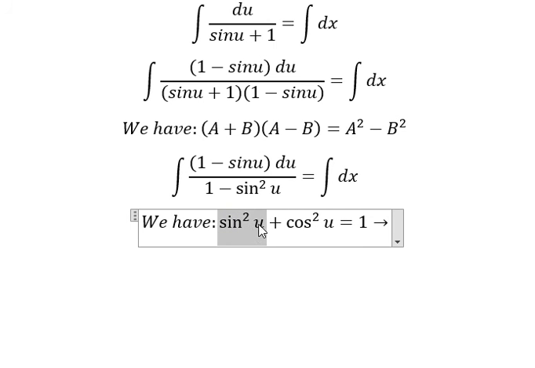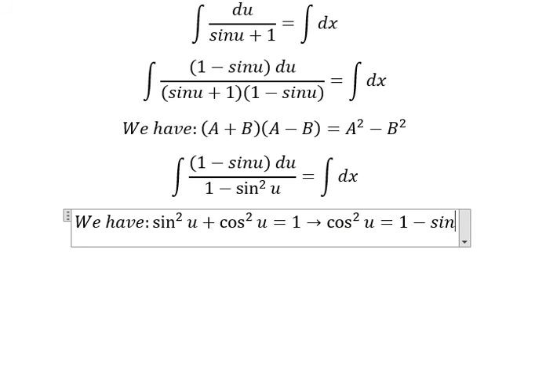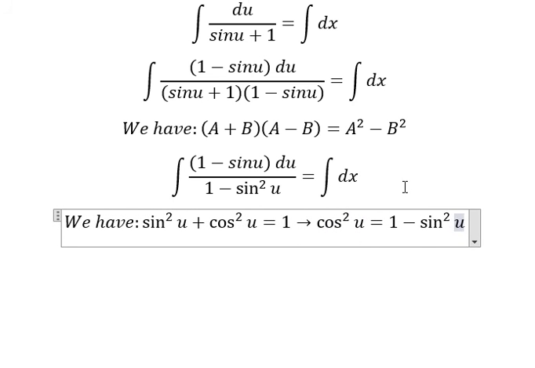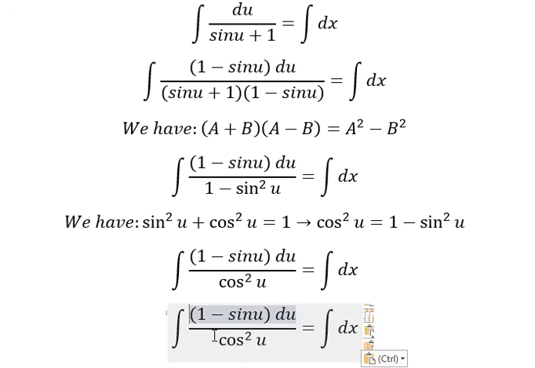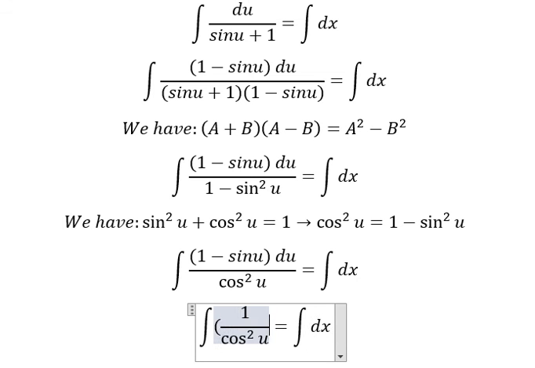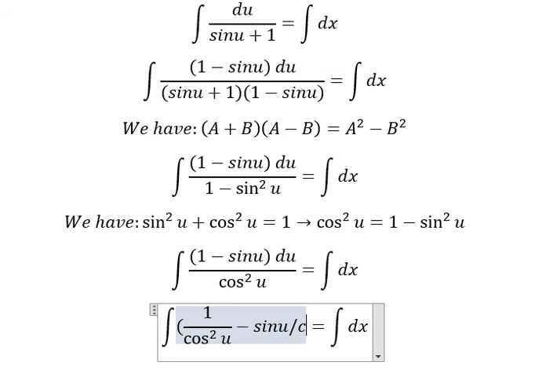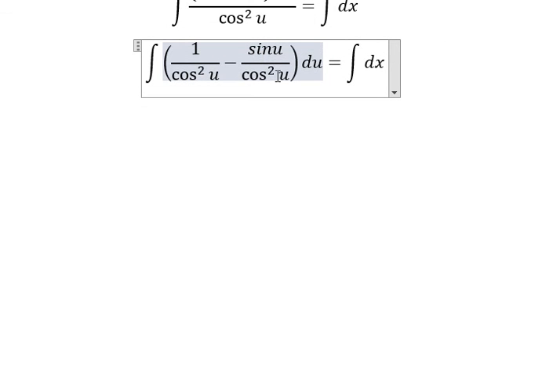So I will put this one go to the right, and we have cosine u square equals to 1 minus sin u square. So I will put this one go in here. So for this one, we have 1 over cosine u square minus sin u over cosine u square in here. Now, I want to concentrate on this one.